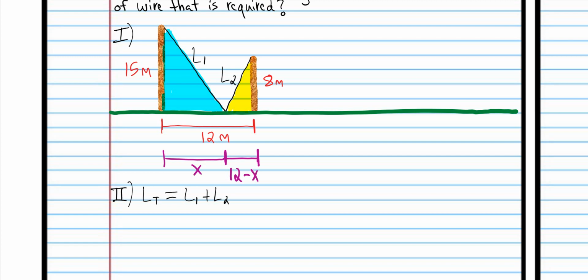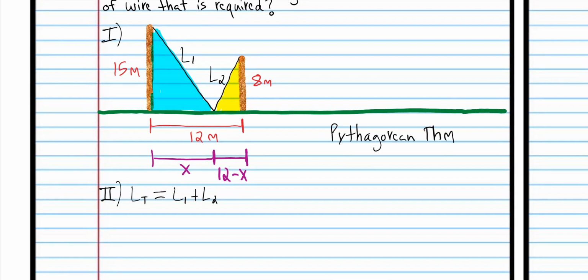So we're going to use the Pythagorean theorem, and we're going to consider the blue triangle first. So that tells us x squared plus 15 squared is equal to L1 squared. That's using the blue triangle. Using the other triangle, we have 8 squared plus 12 minus x squared is equal to L2 squared.